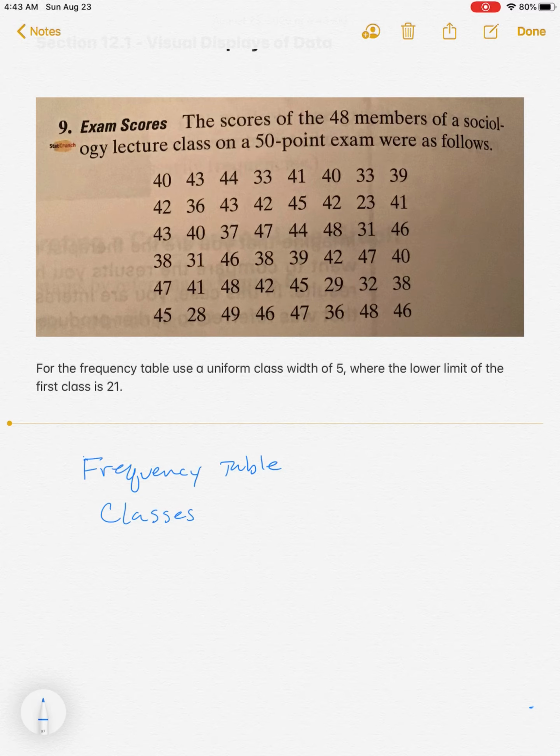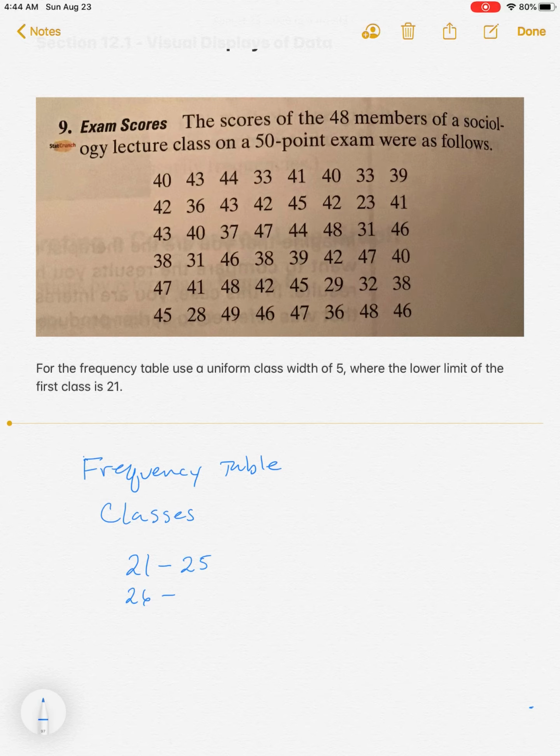as we go through there. As we look at this, I typed in the directions that were in the homework right below. If you look below the picture of the data, it says for the frequency table, use a uniform class width of 5, where the lower class limit of the first class is 21. What they're asking us to do is start with the number 21 and have a class width of 5. So the class width tells me how to travel from one class to the next class. Not where the first class ends, but where the next class begins. So my next class is going to begin at 26. So my first class is going to go from 21 to 25.